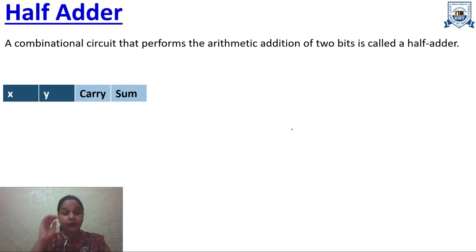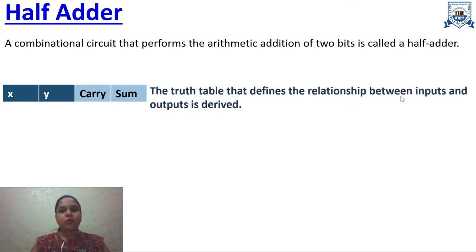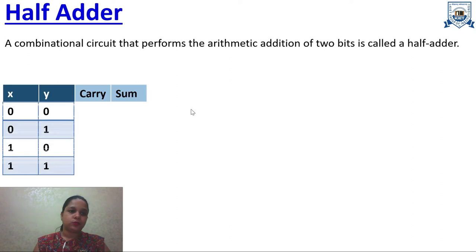So here we have written two inputs and two outputs and we have named them as X, Y and carry and sum. The block diagram for this combinational circuit will be like this. This is the black box in which we do not know the circuit, and this is one input and this is the other input, and this is one output and this is the other output. So the next step is to make the truth table between inputs and outputs.